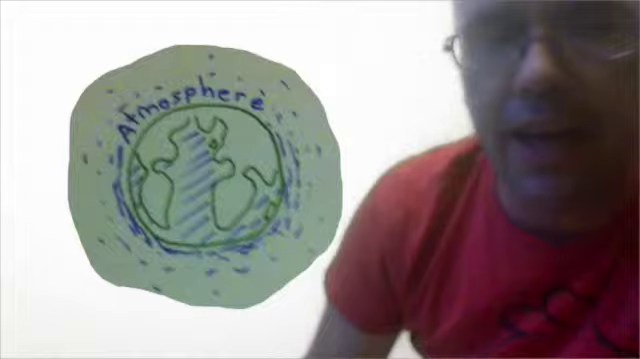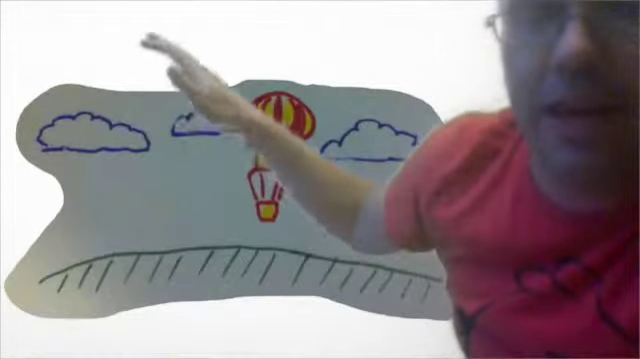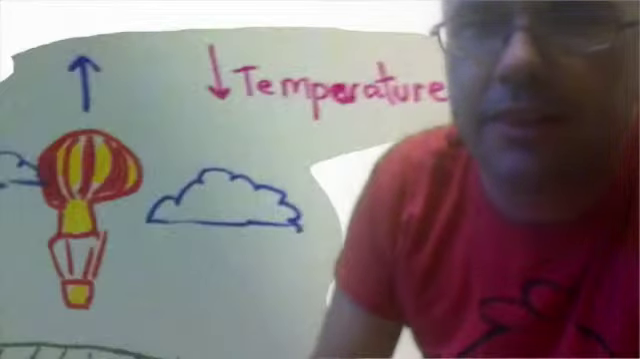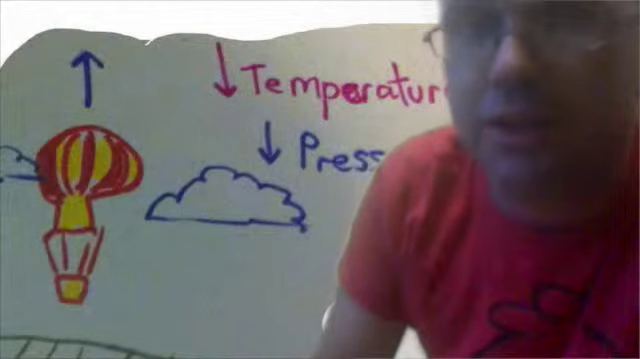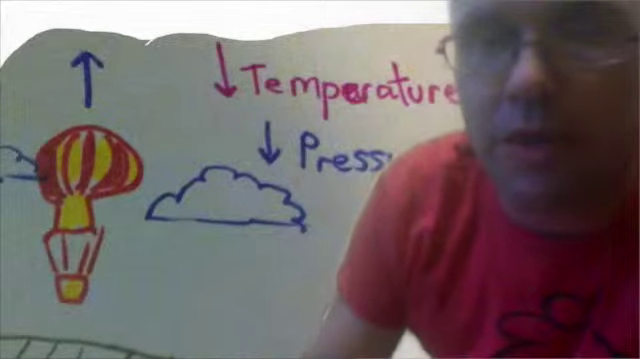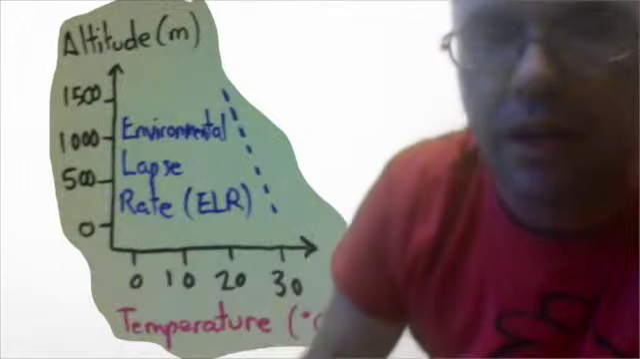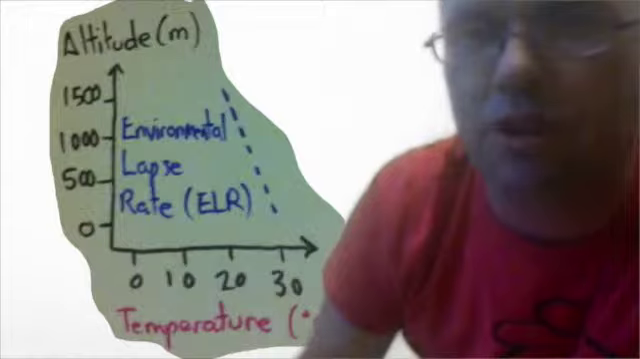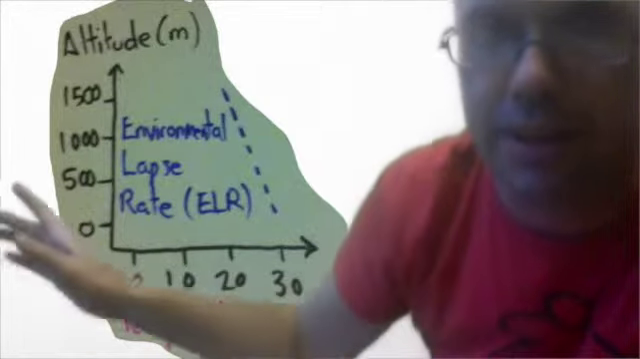You'll find that if you were to move up in the atmosphere, say for example in a balloon, the temperature of the air as well as the pressure would decrease at a certain rate. This is known as the environmental lapse rate. Again, it varies from place to place, but you're looking at maybe a drop of 1 to 2 degrees every 500 meters that you head up.